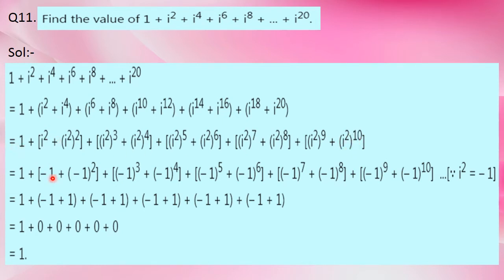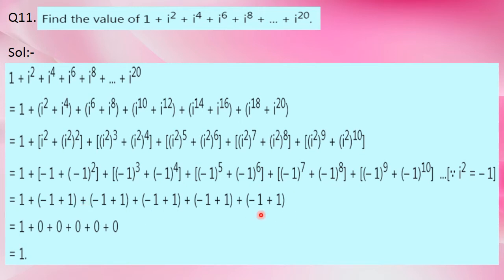That is, an even power of negative 1 is positive 1. And negative 1 raised to 3 is minus 1, negative 1 raised to 4 is 1, negative 1 raised to 5 is negative 1, negative 1 raised to 6 is positive 1. This way we will write all the terms. Negative 1 raised to 7 is negative 1, negative 1 raised to 8 is positive 1, negative 1 raised to 9 is negative 1, and negative 1 raised to 10 is positive 1.